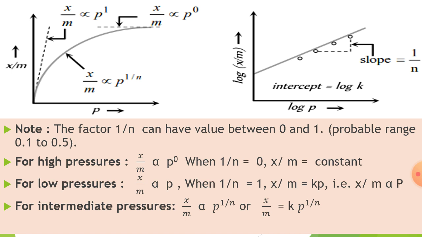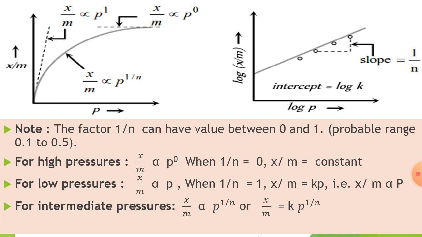Now dear students, for low pressure, look at the graph properly. x by m is directly proportional to p. When 1 by n equal to 1, in that condition, the value of x by m equals Kp. That indicates the more the pressure, the more will be the adsorption. That is, at low pressure, the value of x by m, the extent of adsorption, is directly proportional to pressure.